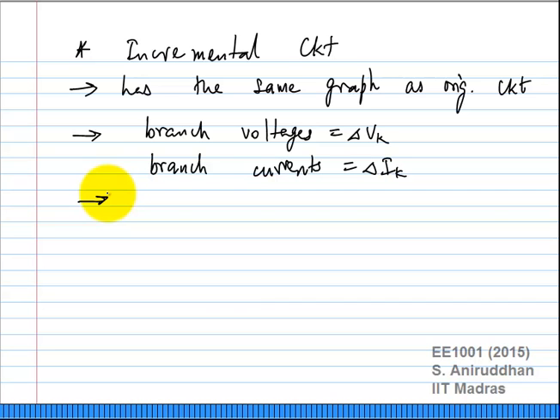What happens to resistors? What happens to linear elements? They remain the same. If I take a resistor, for example, and apply V, I'll get I. If I apply delta V, I'll get delta I. The relationship is the same, it is linear, whether you consider small changes or very large changes. So even if you take the incremental circuit, the linear elements will remain the same.